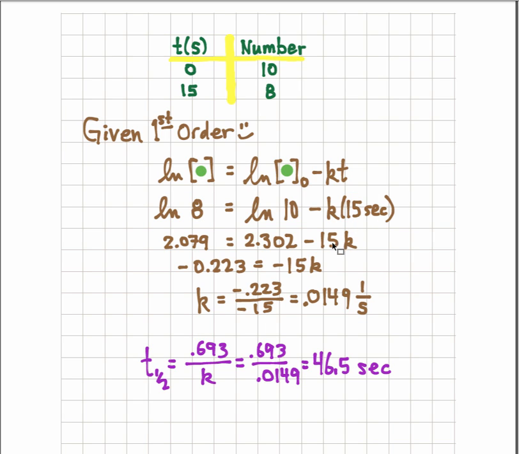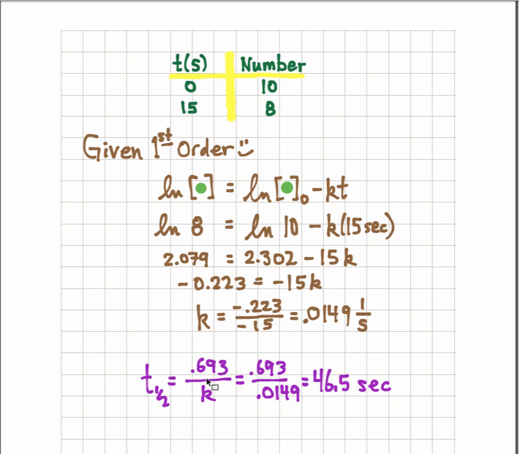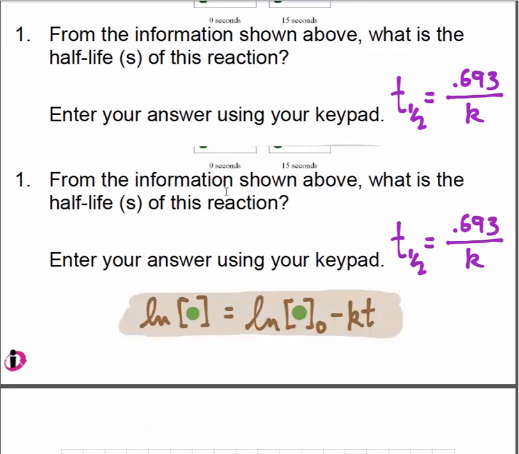I can pretty easily then, can you see, solve for the little k, the rate constant, and therefore if I knew the rate constant, I could find the half-life. And also if I knew the rate constant, I could write rate equals little k, which is 0.0149 1 over seconds, times square brackets of the green spheres to the first power, because they said up here it's first order.